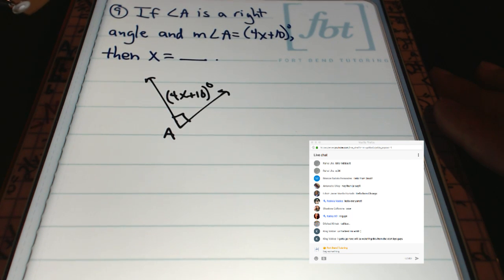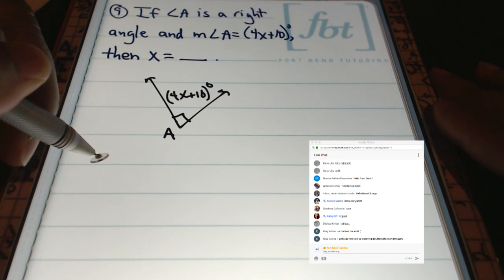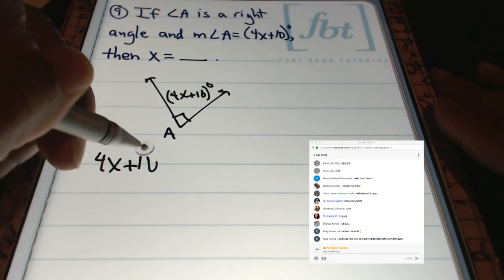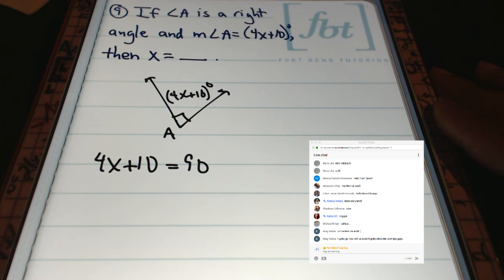Appreciate that, King Valdez. Well, one thing we know about a right angle, guys, is that a right angle has 90 degrees. A right angle is 90 degrees. So therefore, you can set up an equation that reads 4x plus 10 must be equivalent to 90 degrees. And then in order to solve for x, we are going to isolate the term of the variable.